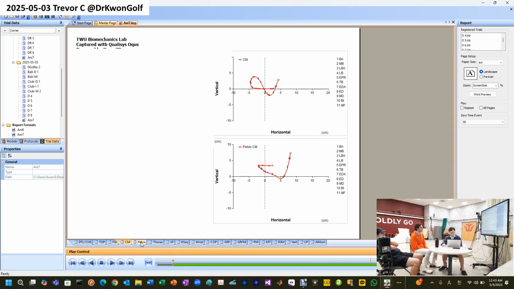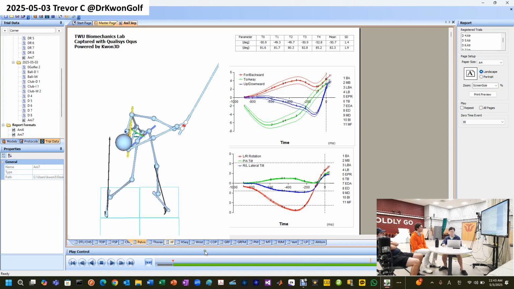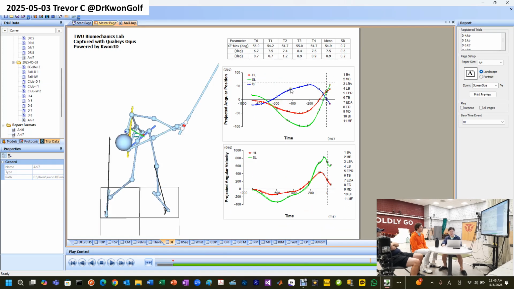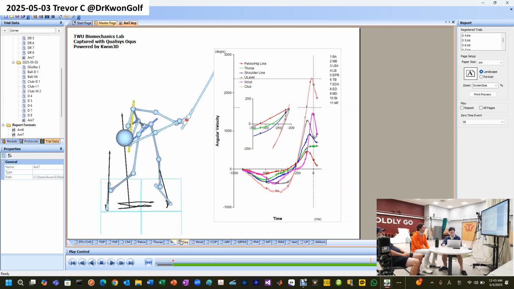And then the pelvis motion, and then the X factor. The X factor pattern is similar to the last one here, so you keep going all the way here. Kinematic sequence: the transition sequence is also similar to our last pattern.